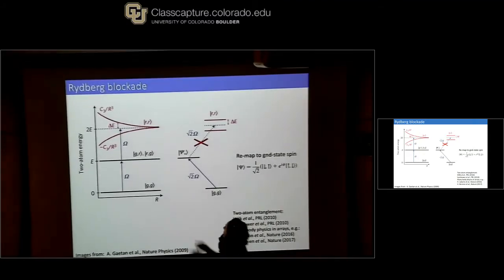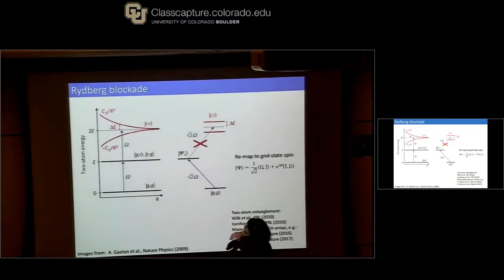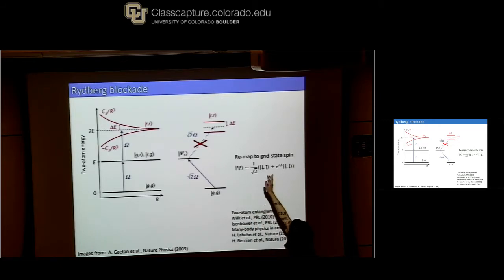So given that strong interaction, if you have two atoms in some volume where their distance is such that there's a large energy shift when they're both excited to the Rydberg state, then you'll actually have what's known as a Rydberg blockade, where instead what you'll do is drive to a superposition of Rg plus Gr, where G and R are the ground state and the Rydberg state. Okay. All right, and then what you can do is remap that Rydberg state to the ground state, and then you can create a spin entangled Bell state like this.